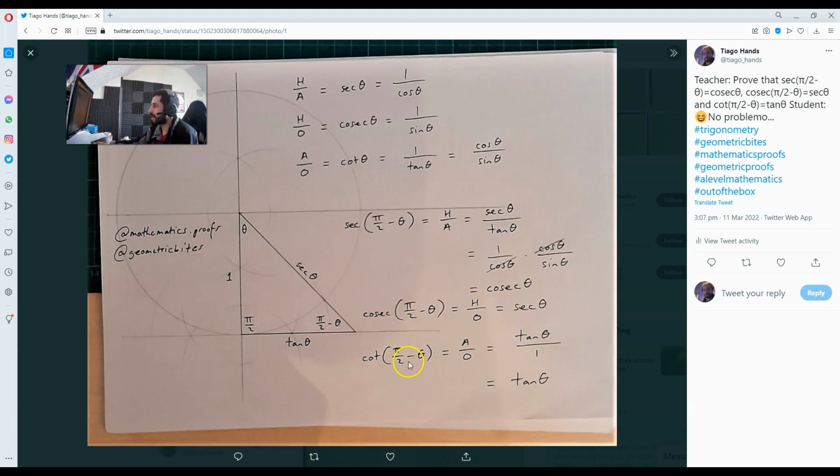Finally, cot(π/2 − θ) is adjacent over opposite. Adjacent is tan θ, and opposite is equal to 1. So what we get is tan θ over 1, which is tan θ. So we've proven that cot(π/2 − θ) is tan θ. So, in a nutshell, this is how you get all these proofs.